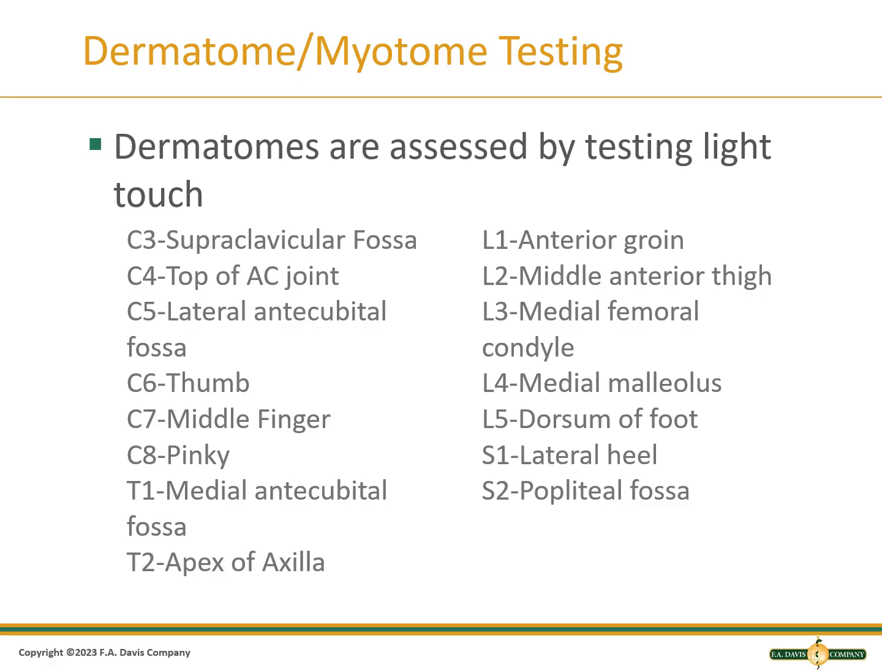Then we can assess lower extremity integrity with L1 checking at the anterior groin, L2 at the middle anterior thigh, L3 is assessed at the medial femoral condyle, L4 is assessed at the medial malleolus, L5 is assessed on top of the foot or the dorsum of the foot, S1 is on the lateral heel, and S2 is the popliteal fossa or the back of the knee.